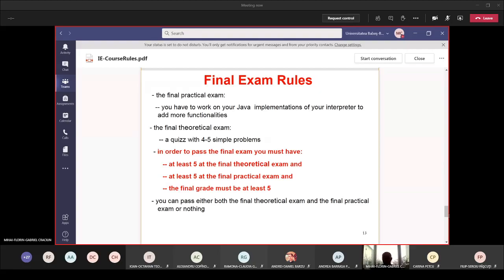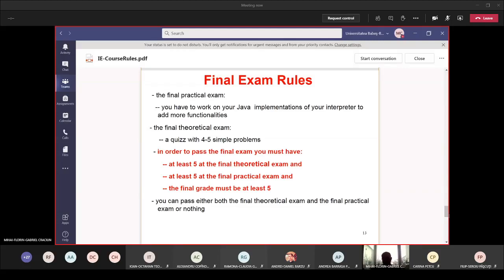If the day of the exam will not be a very good day for you, and perhaps the grade will not be as high as you expect, it's possible to come to the restanță to increase your grade.